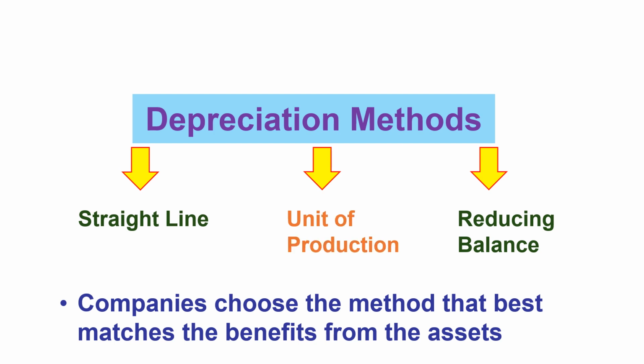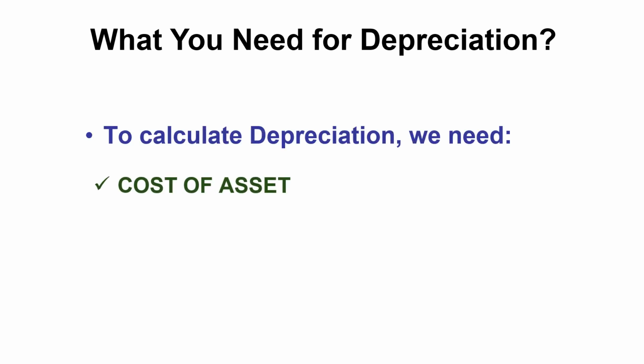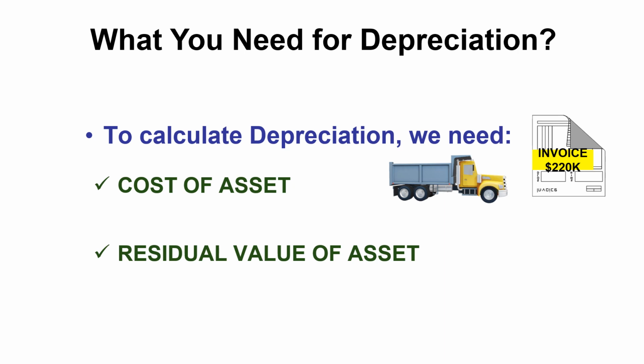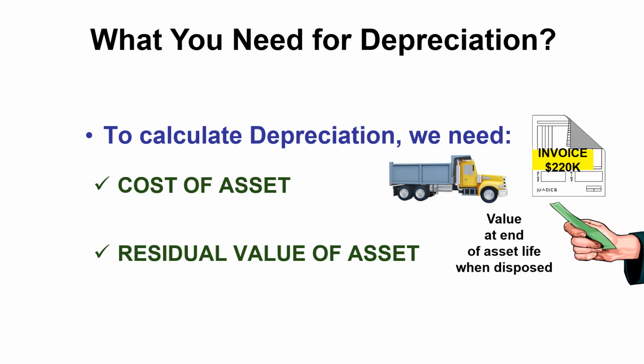Now, before we discuss the unit of production method, we need to understand what we need to calculate depreciation amount. To calculate depreciation amount, we need the cost of the asset. This can be determined from the invoice. We need the residual value of the asset. This is the value at the end of this asset useful life when the asset is sold. This amount is estimated at the beginning of the asset useful life, which is at the time of purchase. And remember that this is the amount that will not be depreciated, so it is deducted from the cost.